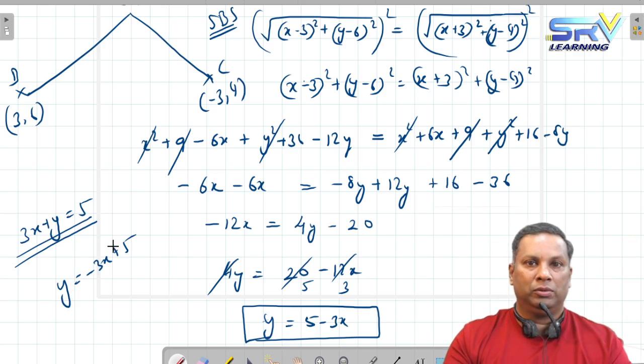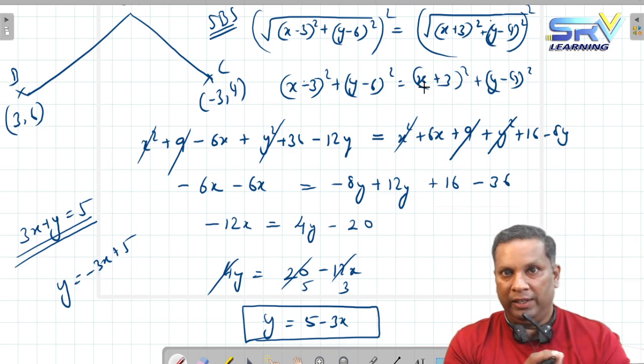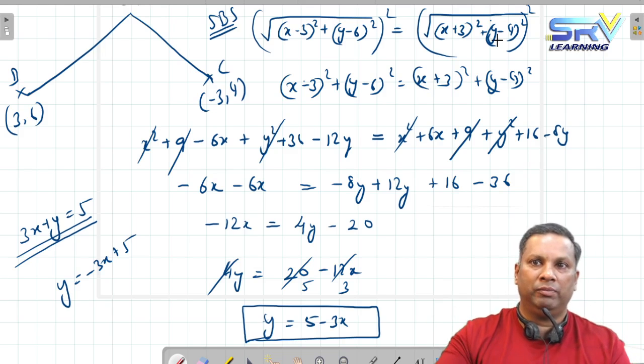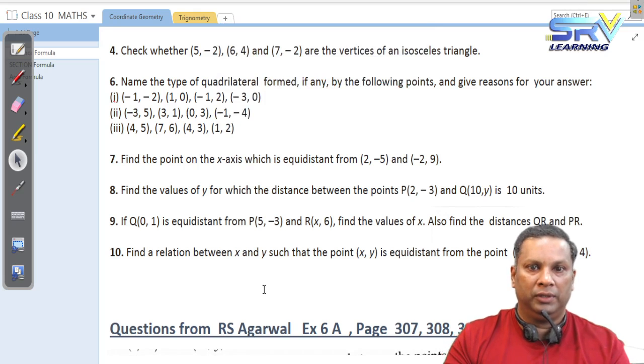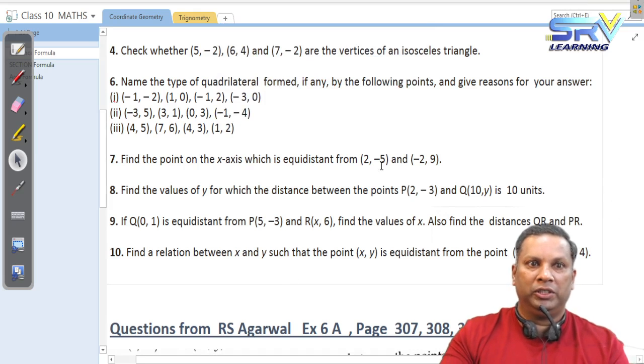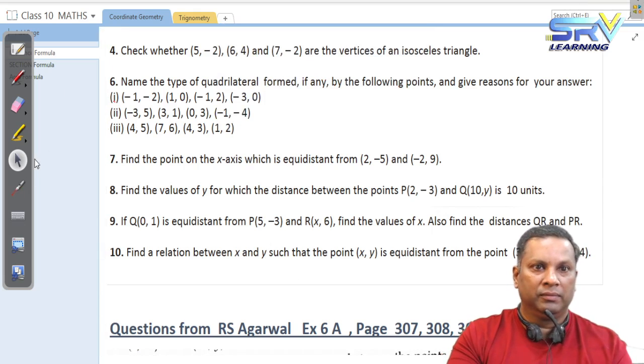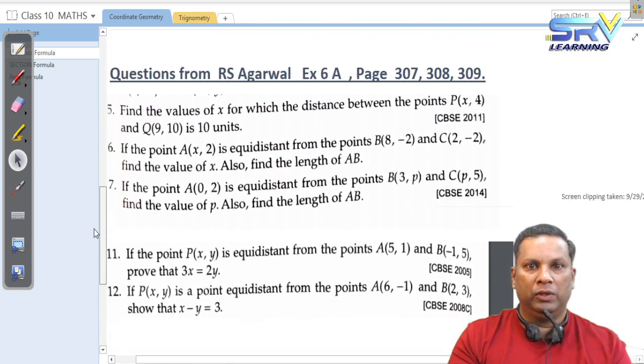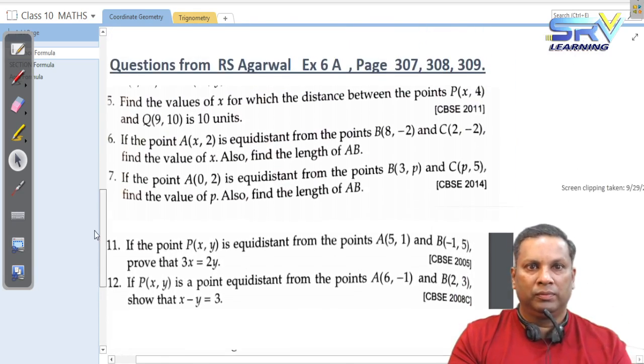ठीक है? So I hope you have understood this NCERT questions का chapter. Then I have pulled some questions from RS Agarwal. RS Agarwal से भी questions हैं मेरे पास, मैंने रखे हैं. So let us see what are those questions. Okay, I got few questions from RS Agarwal too.